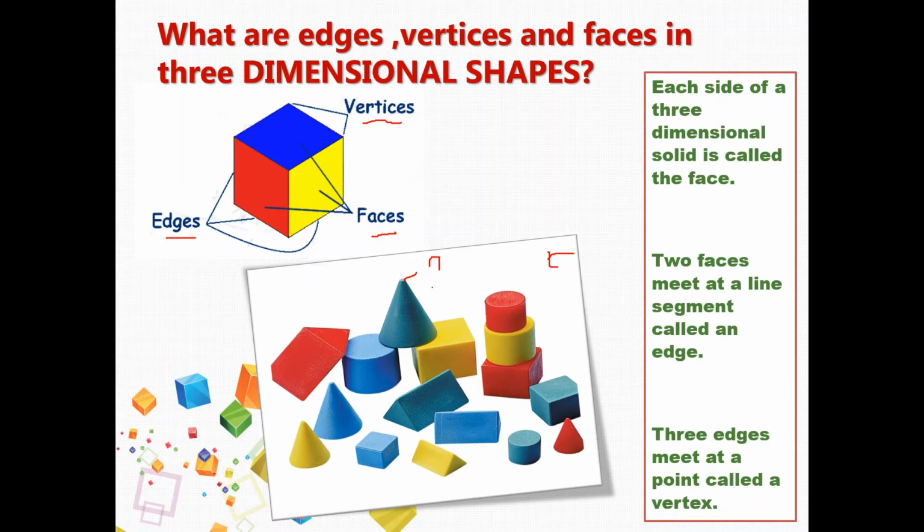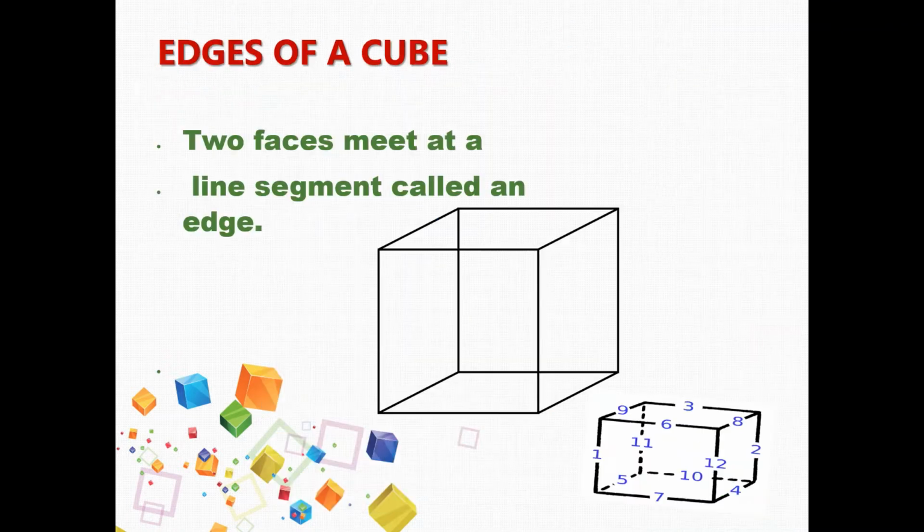So you will be able to tell how many vertices, faces and edges are there either in a pyramid or in a cuboid or in a cube. So let's begin to learn all this. Let's learn what are edges. And I've taken an example of a cube to explain to you what an edge is.